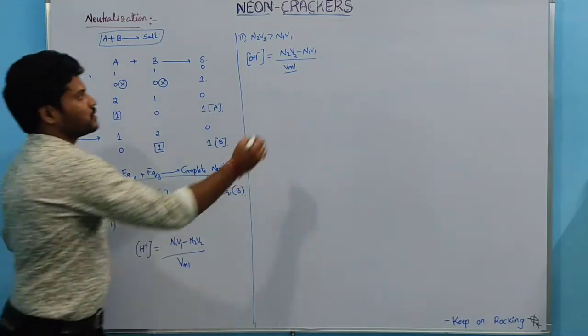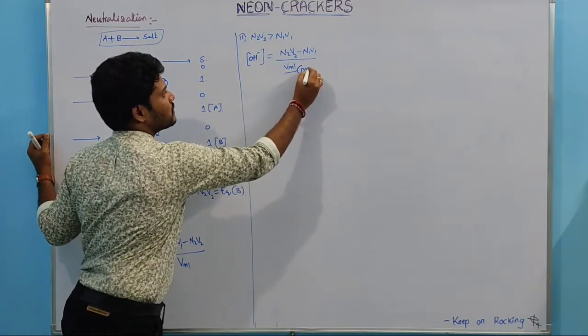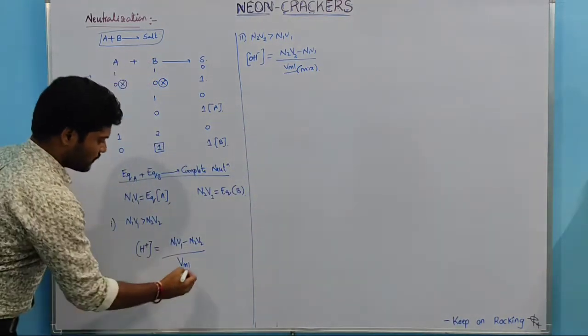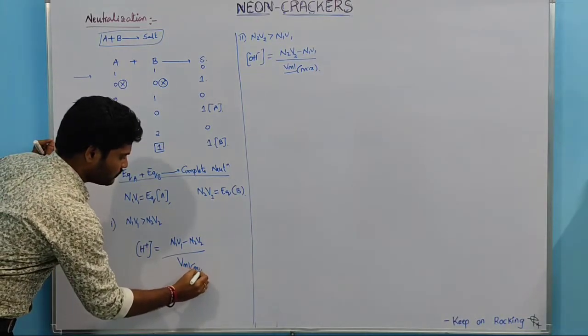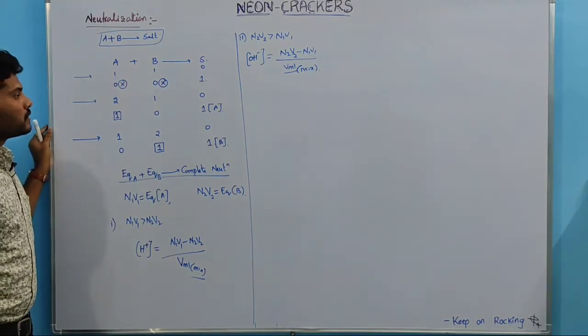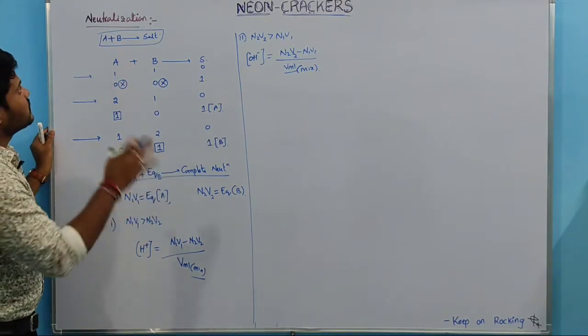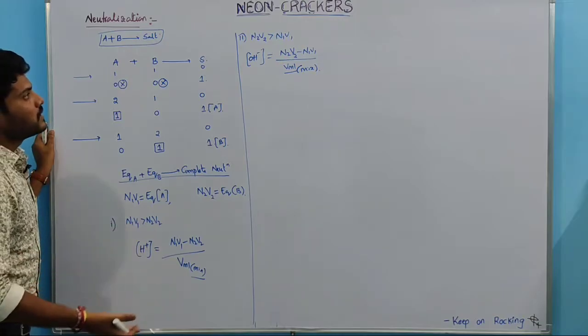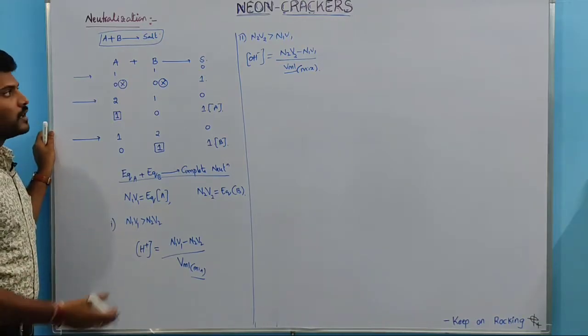VML mixture. Don't forget this one. This is about the mixture after they are mixed with each other. So the final volume would be the sum of the volumes. So this is about what? Neutralization calculations. So how it is acidic in nature, how it is basic in nature, we can find.